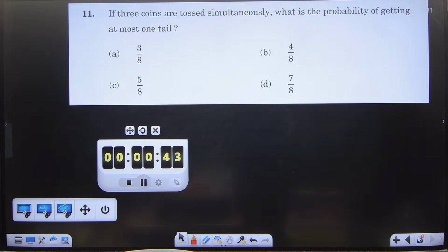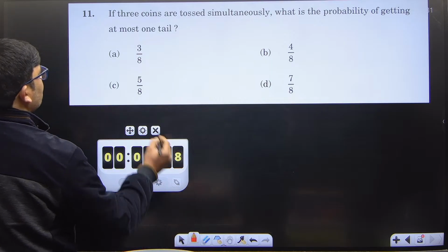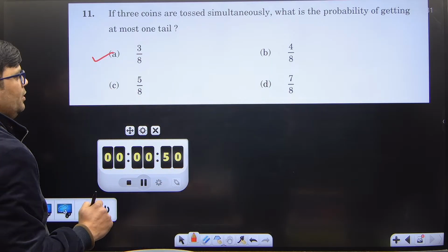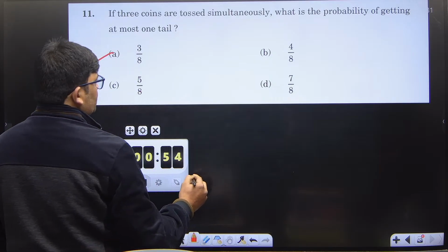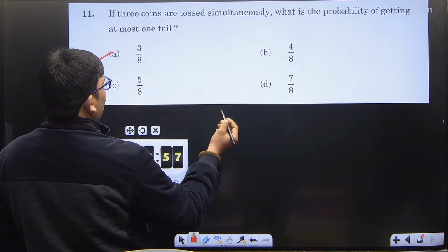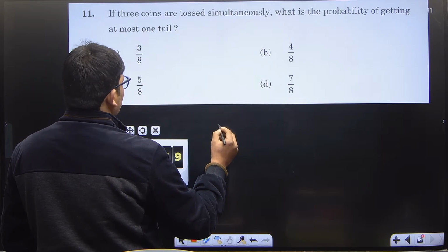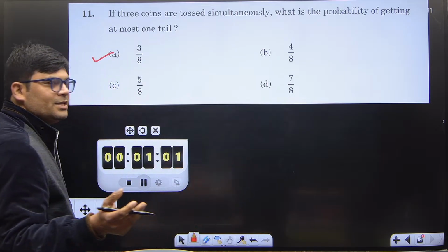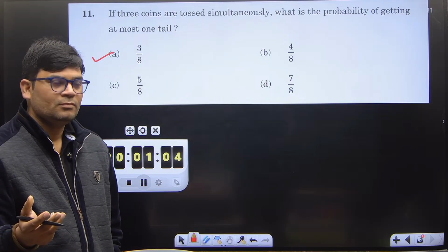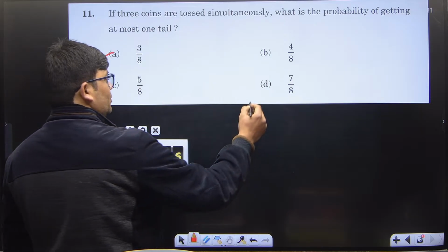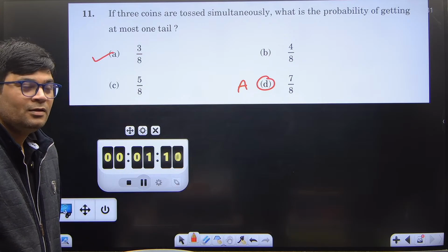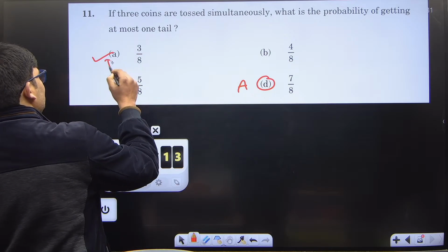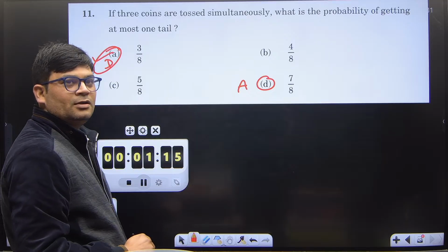3 by 8. 3 by 8. Hmm. Okay. So at most one tail means... okay. और किसी का आंसर है? Sure, 7 by 8. Oh my god. Anjana is saying 3 by 8. Dhairya is saying 3 by 8. और कोई?